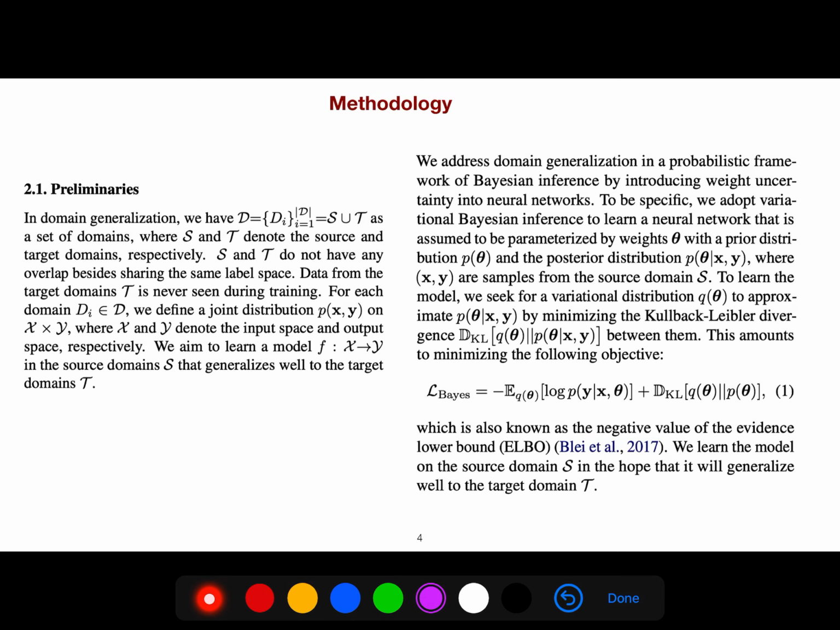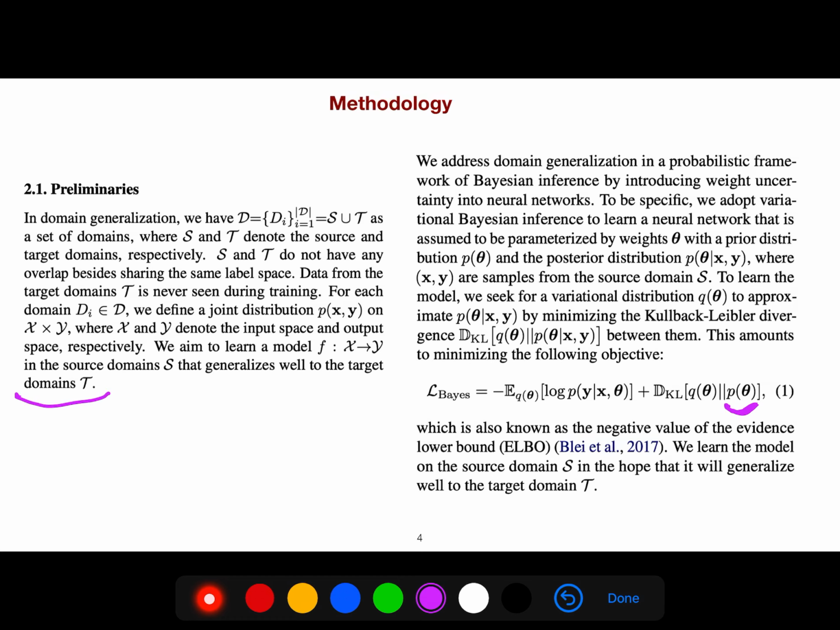So we aim to learn a model f from x to y in the source domains and generalize well to the target domains. But they are very general. They say target domains. It could be anything. We address domain generalization in a probabilistic framework of Bayesian inference by introducing weight uncertainty into the neural network. To be specific, we adopt variational Bayesian inference to learn a neural network that is assumed to be parameterized by weight theta with a prior distribution P of theta, and the posterior distribution P of theta conditioned on x and y. And x and y are just samples from source domains.